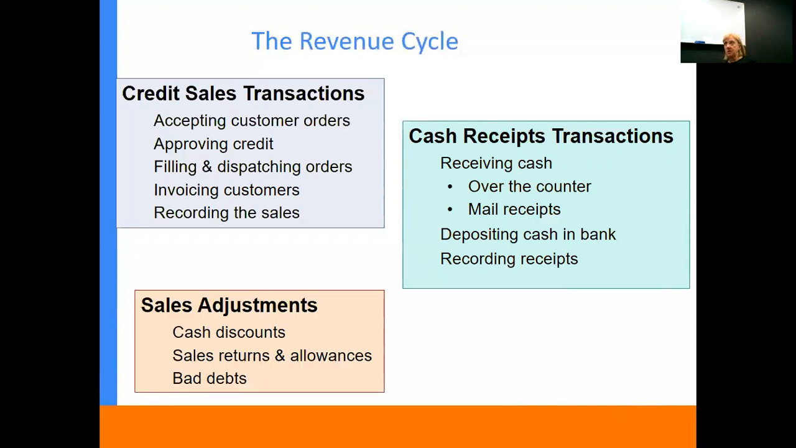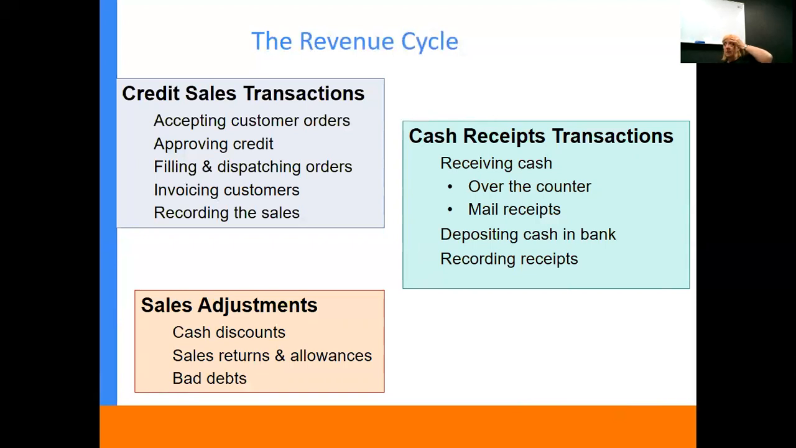And then we've got sales adjustments, cash discounts, sales returns and allowances, and bad debts. And these are the transactions that would be recorded through subsidiary ledgers and journals. So if we're going to apply discount, the discount might be applied at the sale, but if it's a settlement discount, that's going to be applied as an adjustment to their accounts receivable.